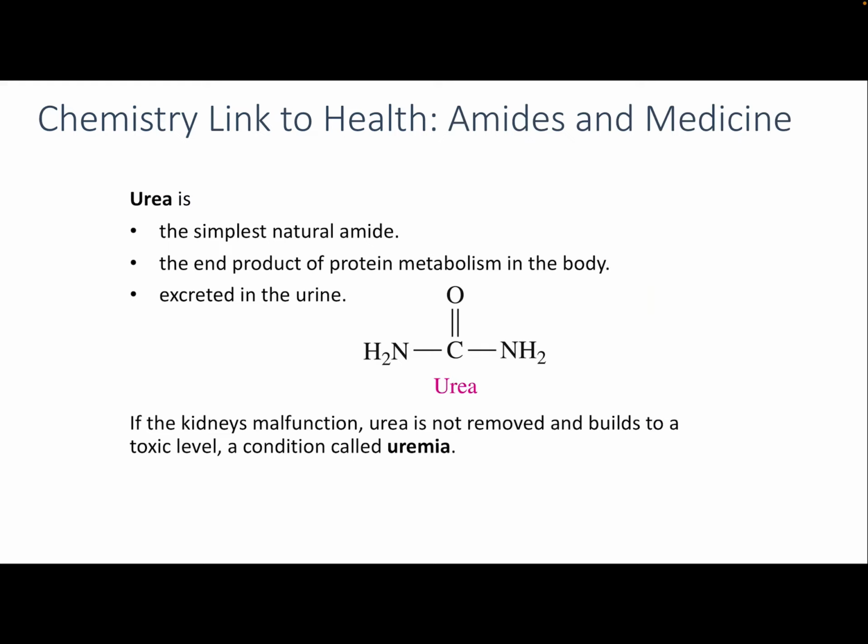Urea, the simplest natural amide. This is the end product of protein metabolism. This is what your body excretes, and basically, it's an amide. You can see here it's actually like a diamide. It's an amide functional group in this way. Two molecules of ammonia basically reacted on this formic acid. And yeah, there's a condition called uremia if this builds to toxic levels.